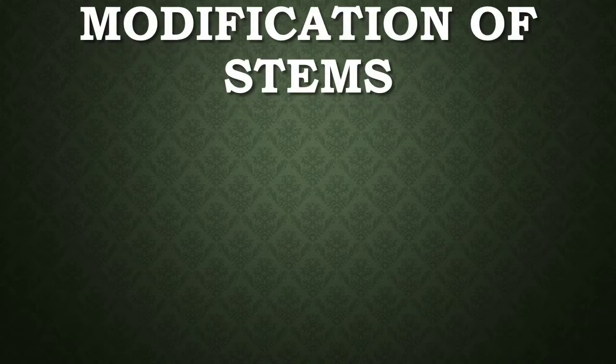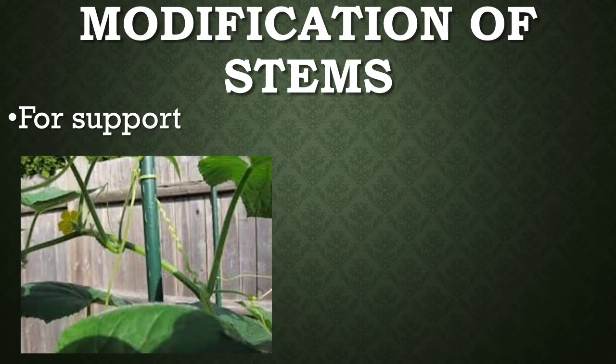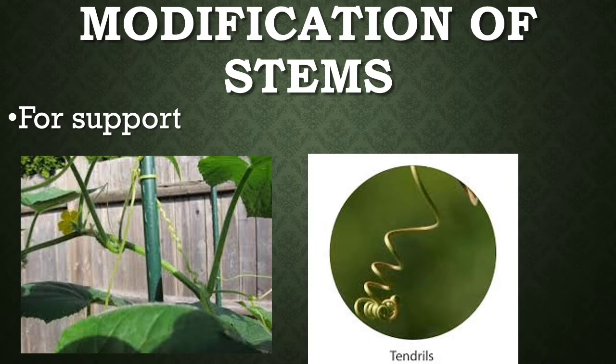Modification of stems. Some stems are modified and do various functions. For support, in cucumber, bottle gourd, bitter gourd and grapevine, stems are modified into thin, wiry and coiled structures. These structures are called tendrils. These tendrils help the plant to climb up by coiling around the support.